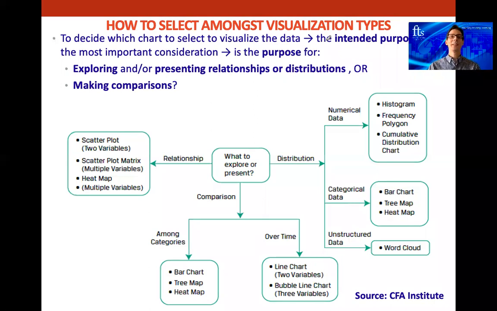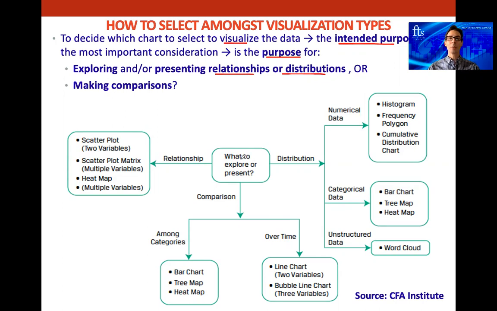Right, so the last thing we need to look at in this class is how to select amongst the visualization types. We've looked at quite a few types. To decide which chart to select to visualize our data, what we must always ask ourselves is, what is the intended purpose? That is the most important consideration. Is the purpose exploring or presenting relationships or distributions, or is it to make comparisons? Let's start with exploring or presenting relationships or distributions.